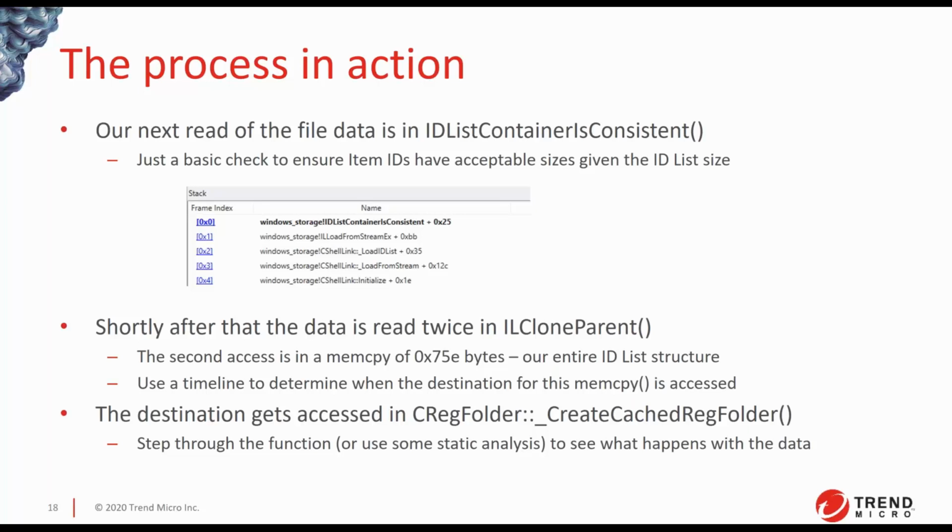Shortly after that happens, the data is read twice in a function called ilCloneParent. The second of those 2 accesses is in a mem copy of 75E bytes, which is the size of our entire ID list structure. We can then use a timeline in WinDbg to determine when the destination for this mem copy is accessed. So here's that copy I mentioned, where the file content is now being copied into a different buffer. So we need to now watch that new buffer. The destination does get accessed in another function, creg folder, create cached reg folder. So we step through this function to see what happens with the data.